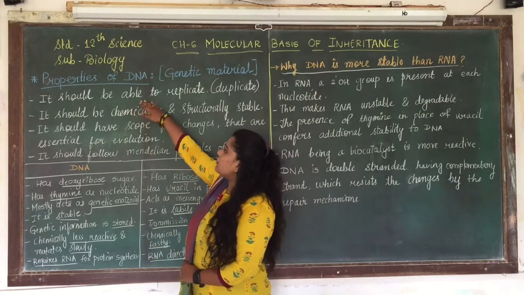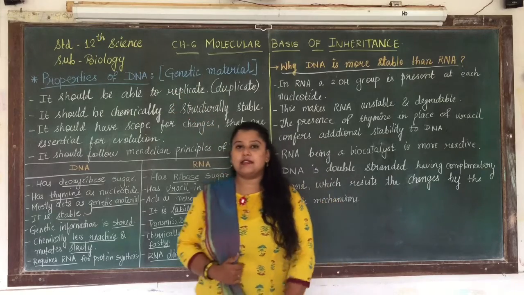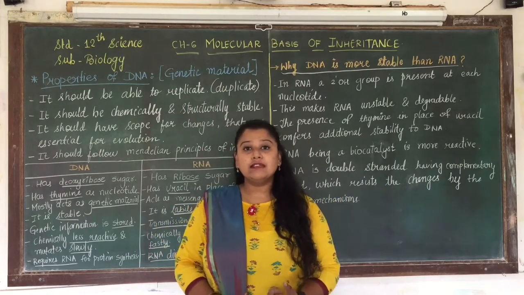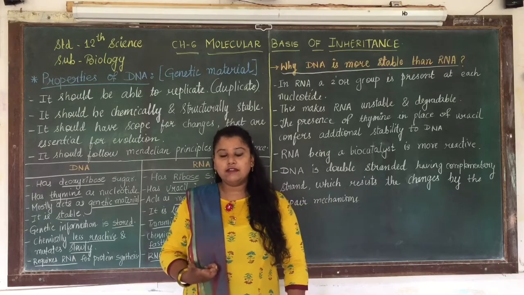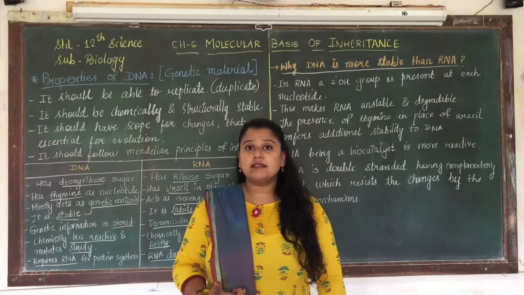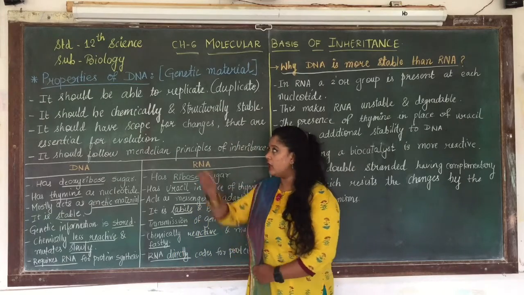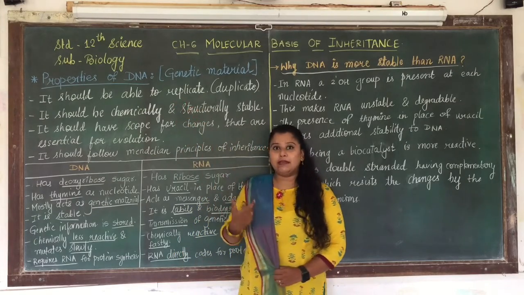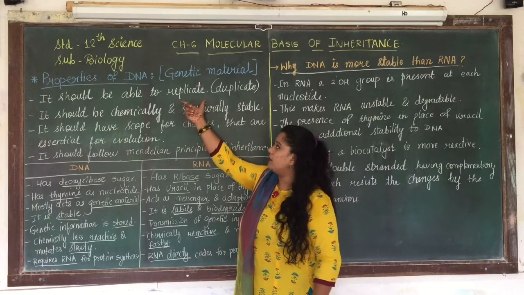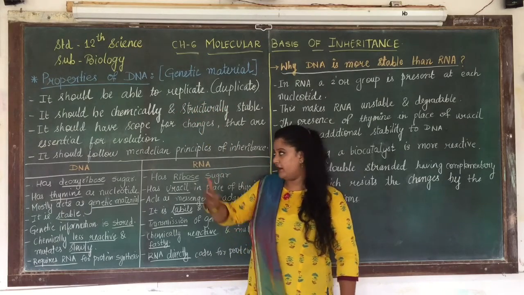So the first, it should be able to replicate, right? Now the word replicate means to duplicate itself, right? That means to produce same exact copies of the DNA, right? So a DNA should have a property to replicate, that is, it should have ability to replicate, that is duplicate.